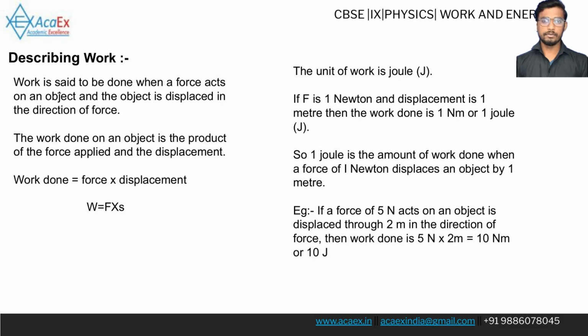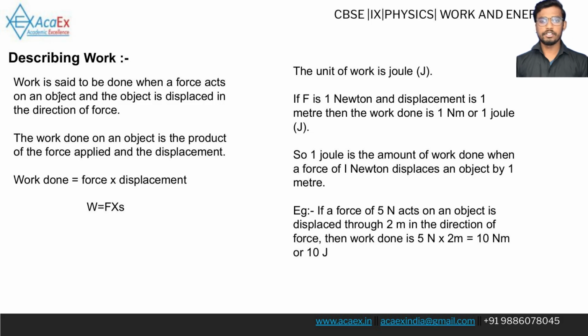Work is said to be done when a force acts on an object and the object is displaced in the direction of force. The work done on an object is the product of the force applied and the displacement. Work done equals force multiplied by displacement. W equals F multiplied by S. The unit of work is joule, J.